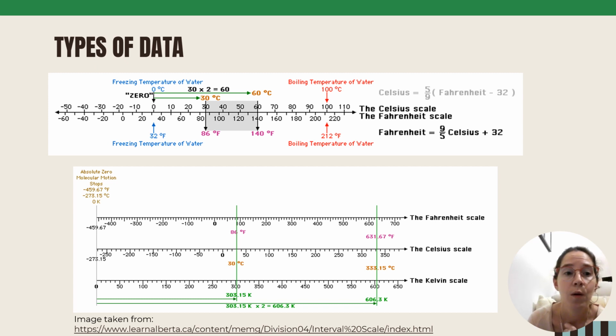This is why, if you study chemistry or you want to use a temperature in any equation, you will have to use Kelvin as a measure of temperature instead of interval scales. Kelvin is a ratio variable.